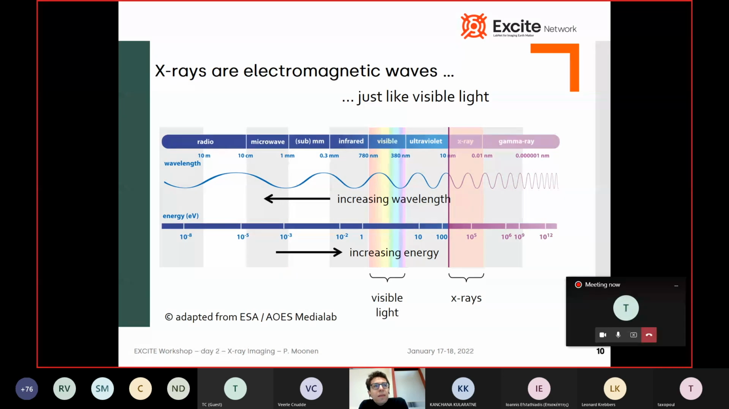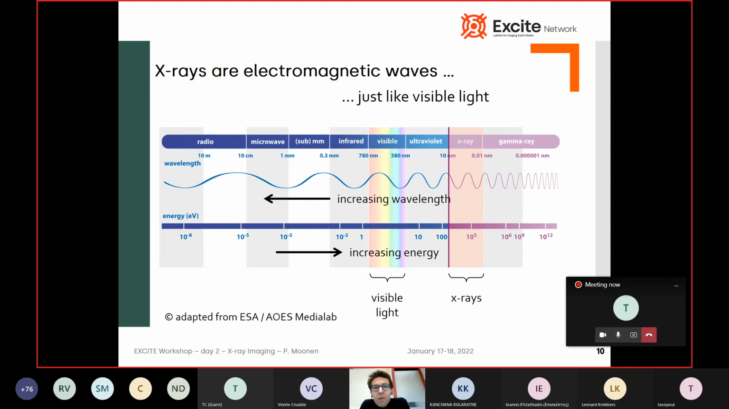First thing to know is that X-rays are electromagnetic waves. So it's actually the same thing as visible light. The only difference is the wavelength. So visible light, we know we're between 400 and 700 nanometers. Here we're between 10 picometers and 10 nanometers. So it's a very small wavelength.